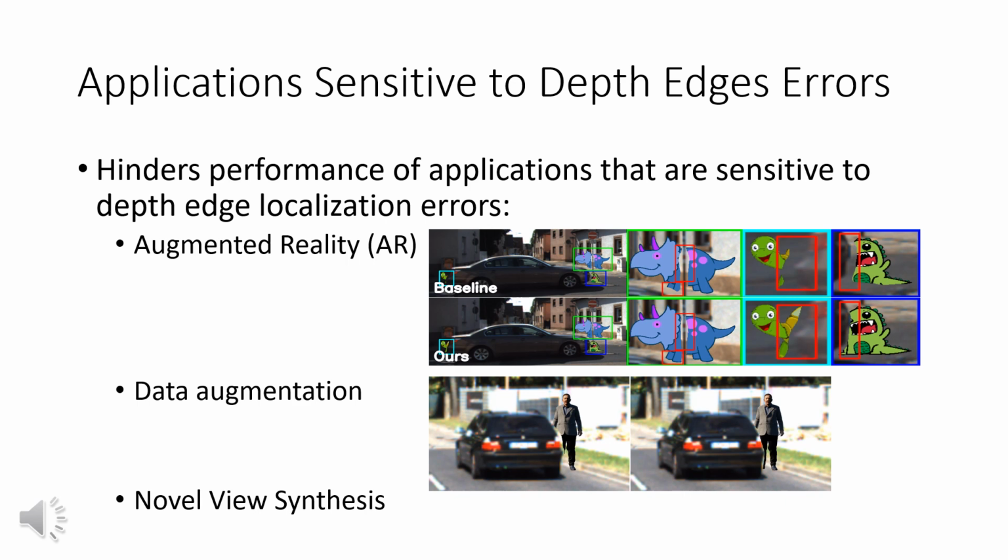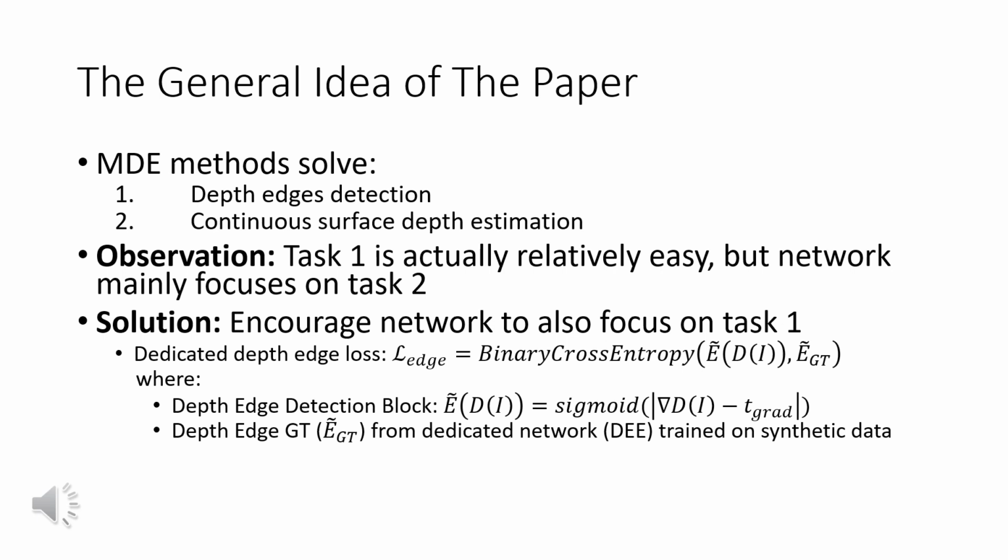Generally speaking, MDE methods solve two main tasks. 1. Depth edges detection. That is, they localize the depth edges in the image. 2. Continuous surface depth estimation. That is, they infer the depth of smoothly changing object parts. Our observation: Task 1 is actually relatively easy, but the MDE network mainly focuses on task 2.